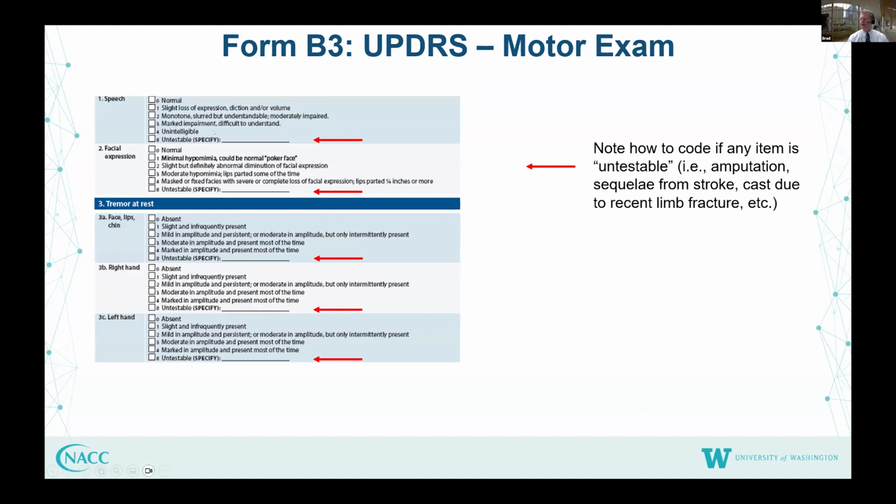Looking at the others on that first page: characterizing speech, facial expression, tremor at rest in the face, lips, or chin, right and left hand. Note that for every one of these fields, there is normal, which is 0. 4 is the most severe aspect of that finding. 8 is for untestable. We're hoping that this won't be used much, but it is appropriate to use the untestable box when the person, for example, has an amputated limb, or has obvious sequelae from stroke, or has a cast from a recent limb fracture. But again, hopefully the untestable box will not be used often.